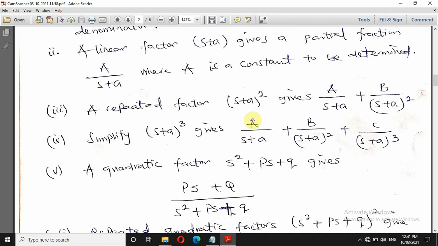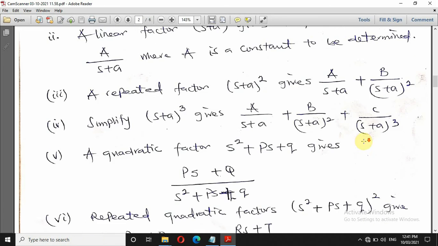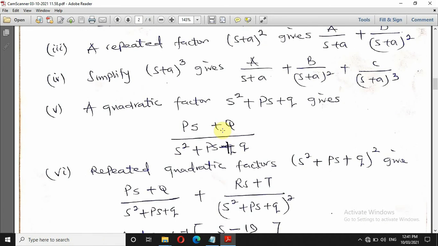You break it down using A over (x + a), B over (x + a)², plus C over (x + a) raised to power 3. Now, what if you have a quadratic? This is the problem you can see from me in your exam, something like this. Do I expect to give you a simple repeated root? Anyway, you can't predict, but let's just watch and see.